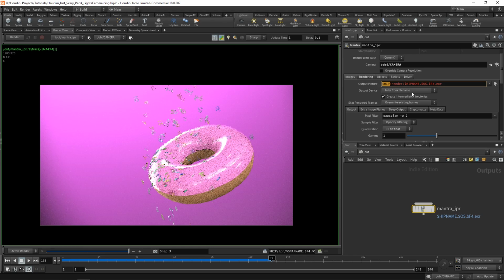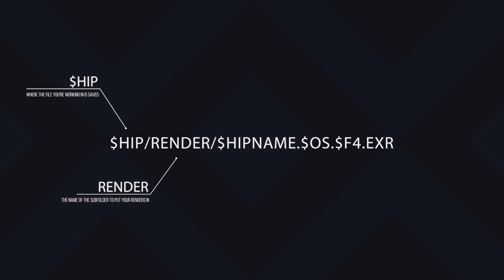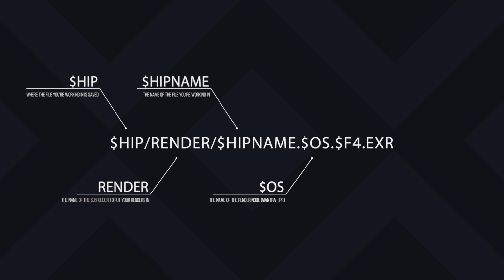$hip just means where this file is actually saved. So if you take a look at the top for me, it's Houdini projects, tutorials, Houdini isn't scary. And so it's saved in this file, tutorials, under Houdini isn't scary part 4, right? So it will create a new folder called render with the name of this file. And then this just defines which frame you're currently on. And so if you're rendering a video, it would render out every single frame. It would render out a sequence of frames.